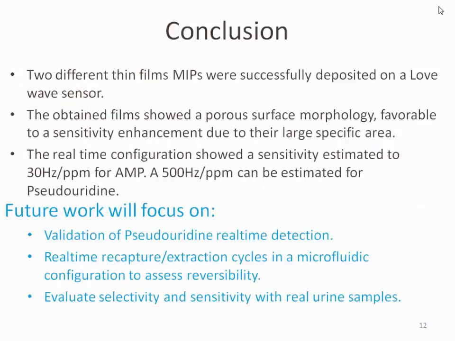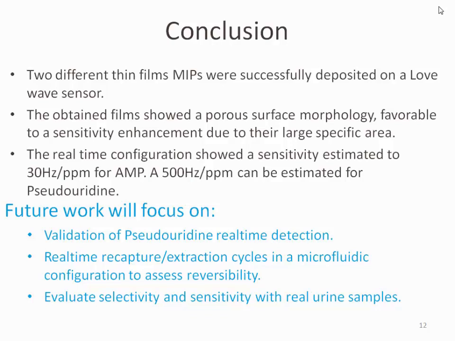So, as a conclusion, we can say that we have successfully deposited two different MIP films on our Love wave sensors and proved that it can be used as an efficient recognition layer. The obtained films showed a porous surface morphology, which is what we wanted. It's favorable to having a great mass sensitivity because of a very large specific area. The results have shown in the real-time configuration a sensitivity which can be estimated at 30 Hz per ppm in the case of IMP, and we can obtain about 500 Hz per ppm in the case of pseudouridine.